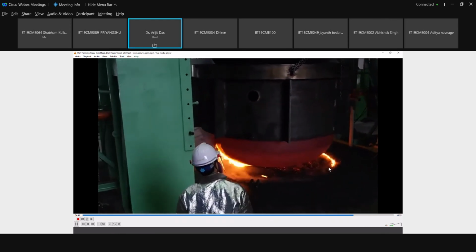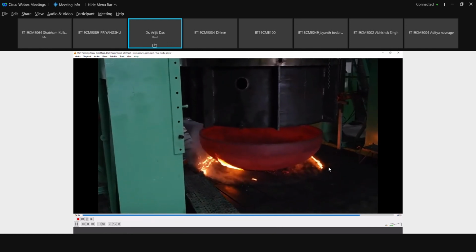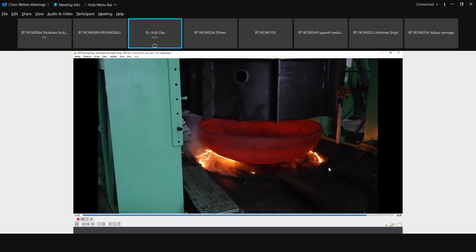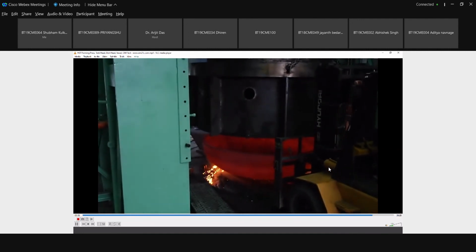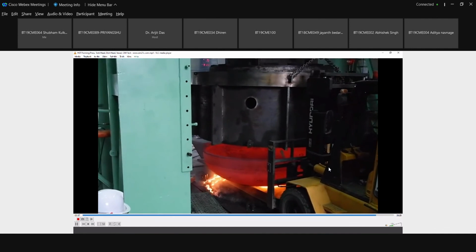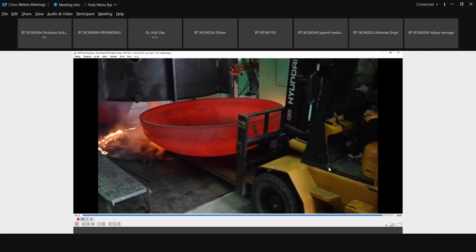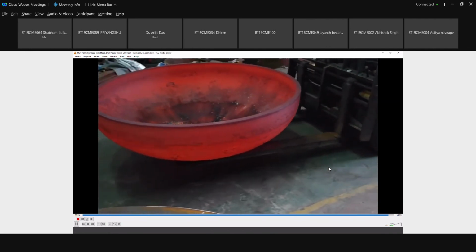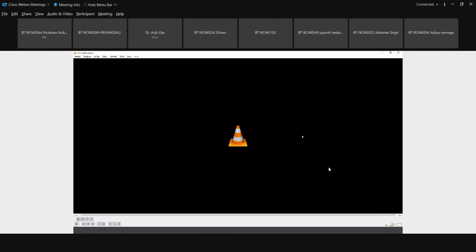So you see that the flat circular plate is now converted to a formed head, and you clearly see that there are two radii, the crown and the knuckle. So this is the procedure for manufacturing the formed head.